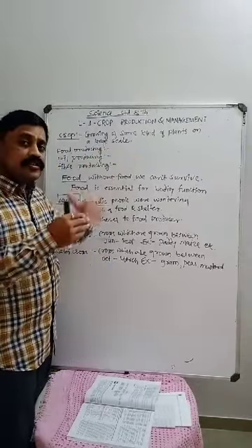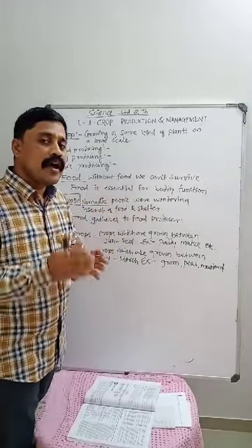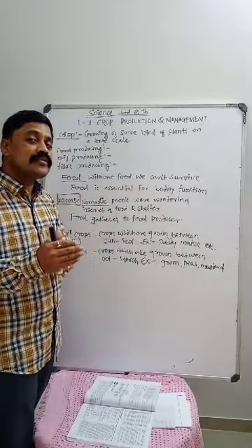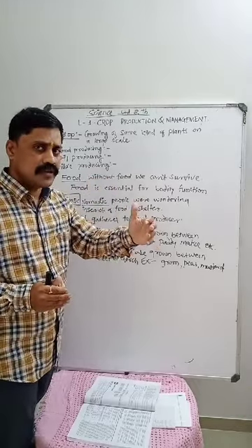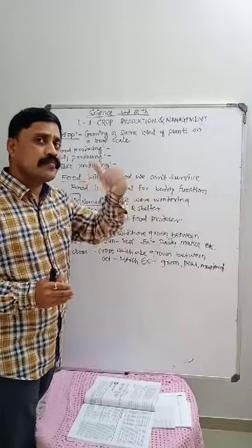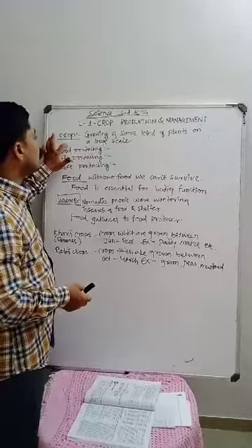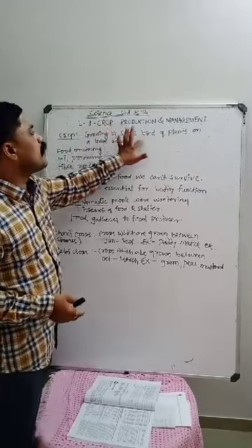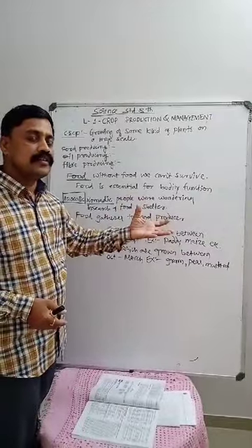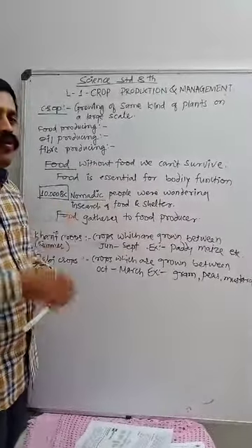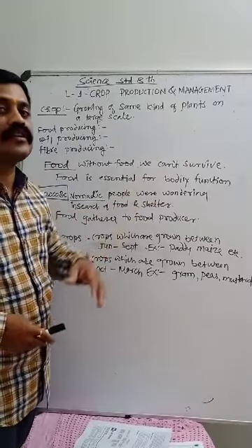And now this food means crop. Actually this food means our crop, and crops are the plants which are grown at one place. Same kinds of plants growing at one place is called a crop. See here, what is the definition of crop? Growing of the same kind of plants on a large scale, that is called a crop.